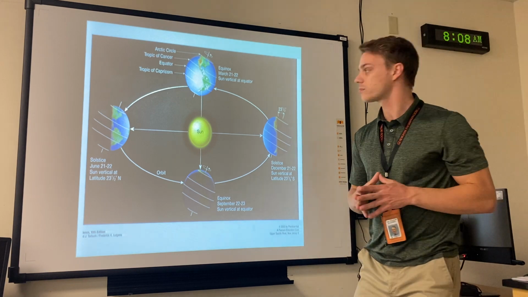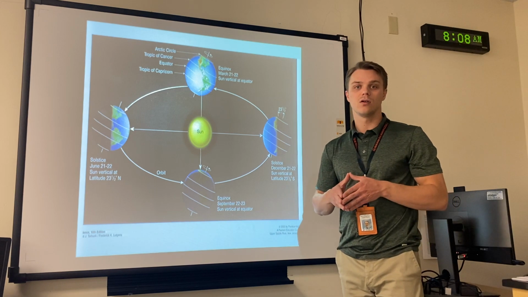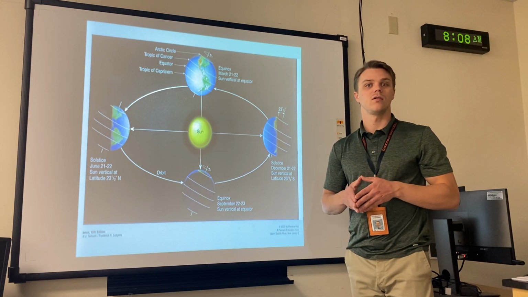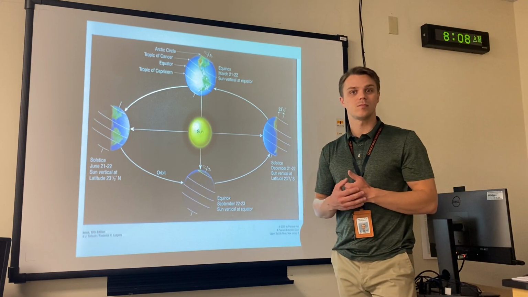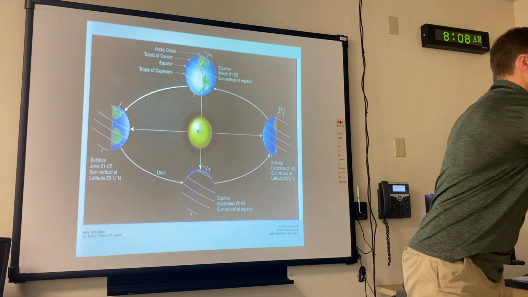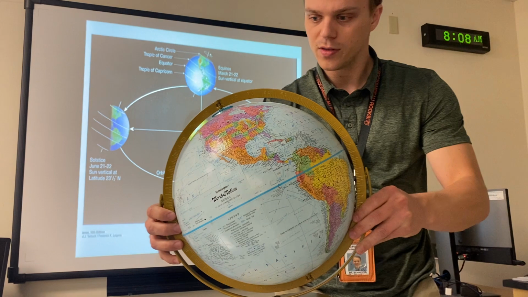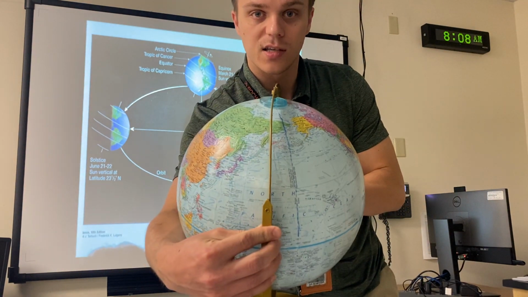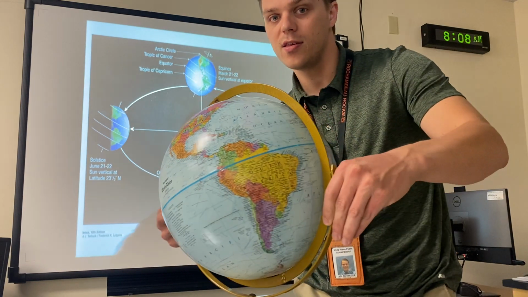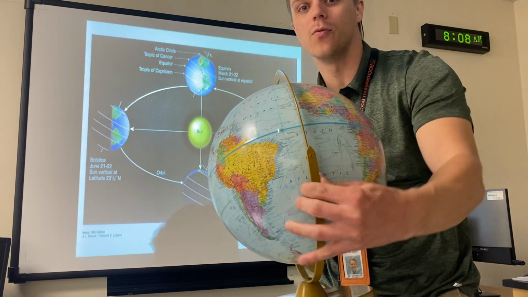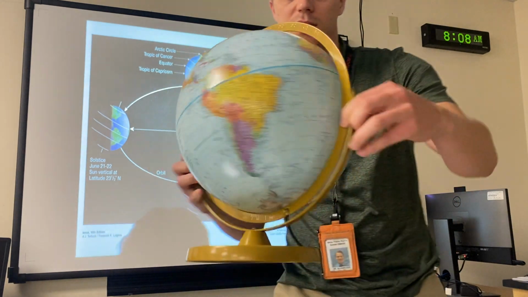So here's a question. When the axis is tilted towards the sun, what season are we in? When the axis is tilted away from the sun, what season are we in? Now, what I like to think about is, see the axis right here? If I turn this way, now the axis is tilted towards you. You could see the North Pole. But when I turn it this way, the axis is now tilted away from you. You can't see the North Pole, right? So this is towards, this is away.